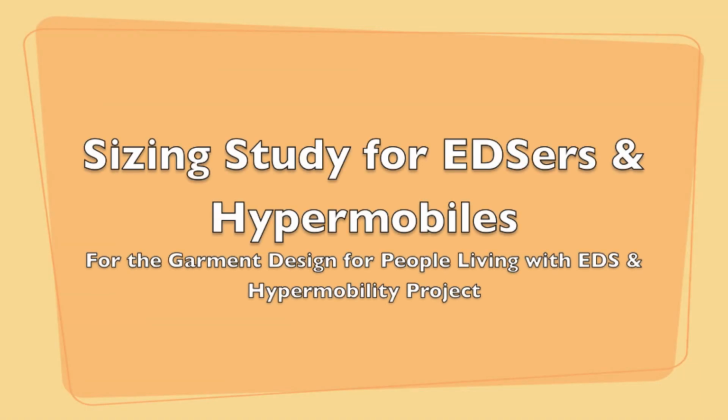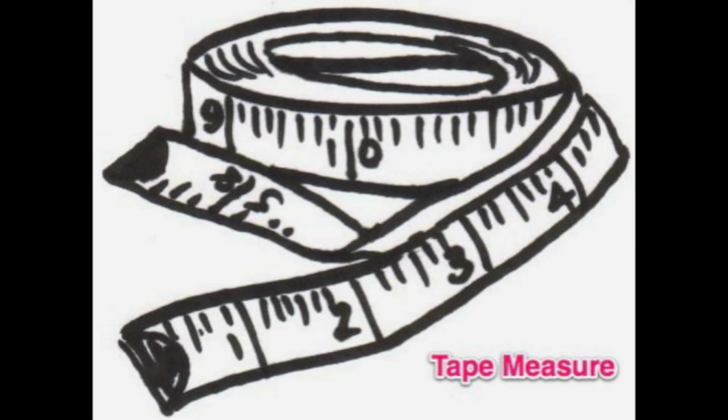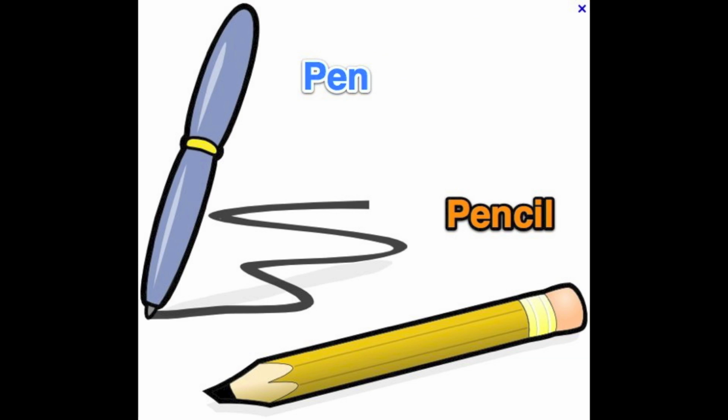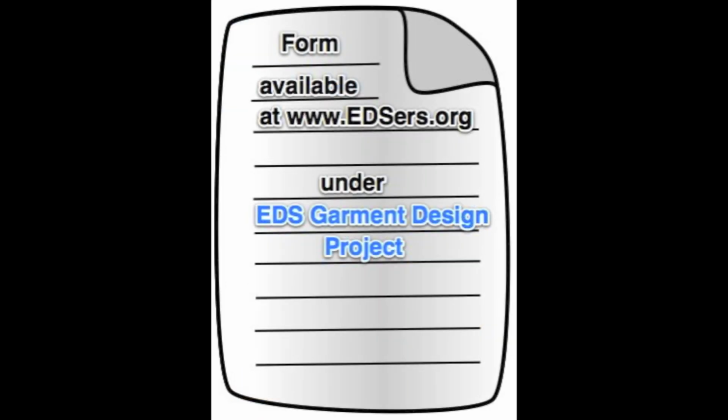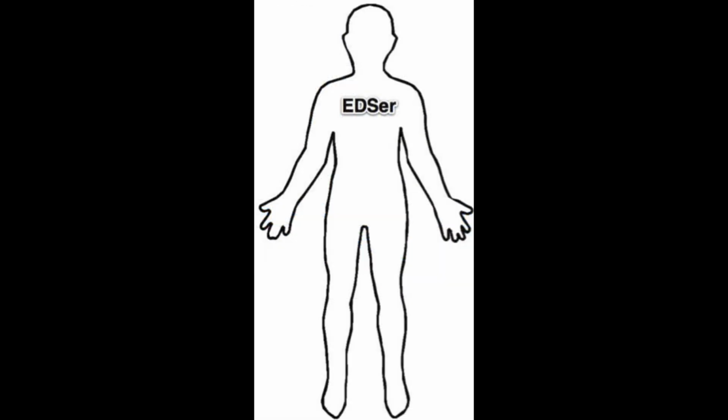Margaret Falker Farrier is leading a valuable EDS research study and needs our help. What you'll need is a tape measure, a pen or pencil, a form available for download at edsers.org under the tab titled EDS Garment Design Project, and of course an EDSer.